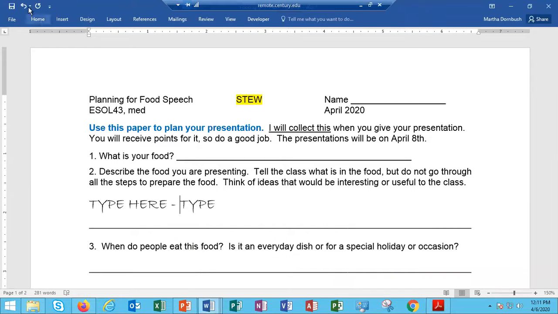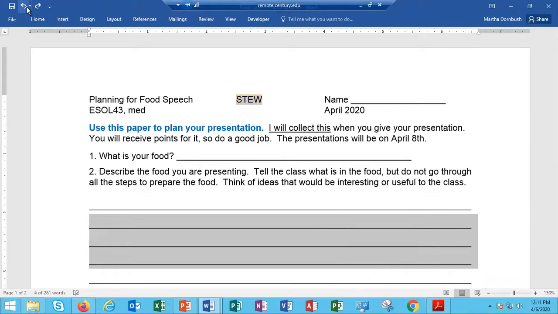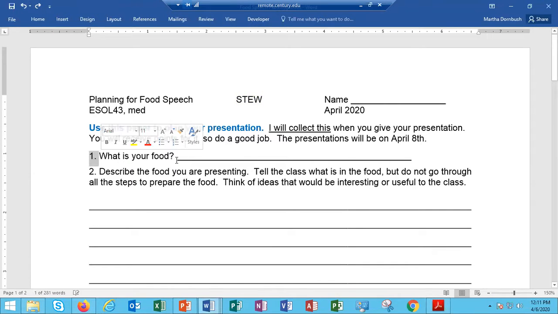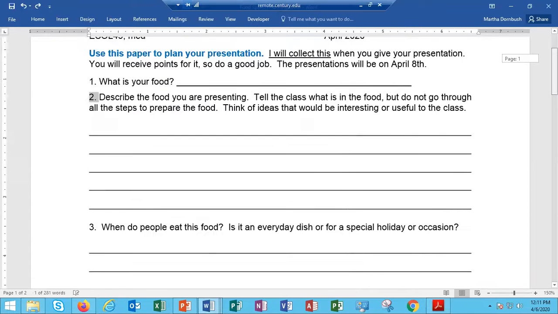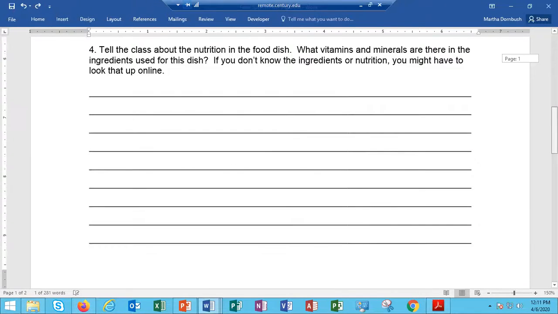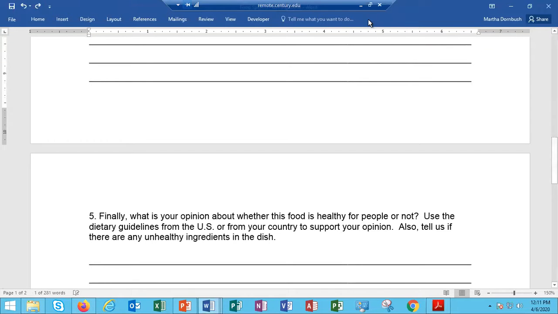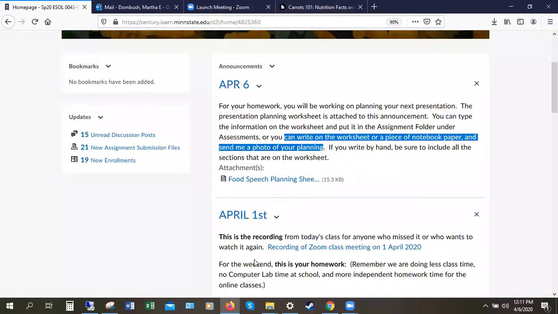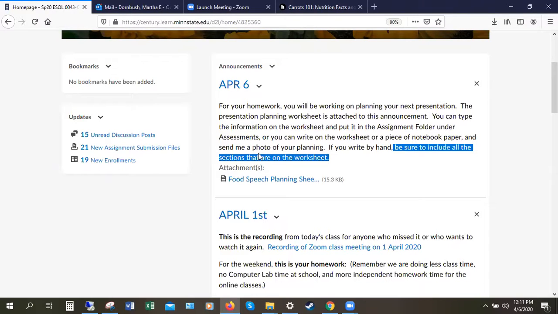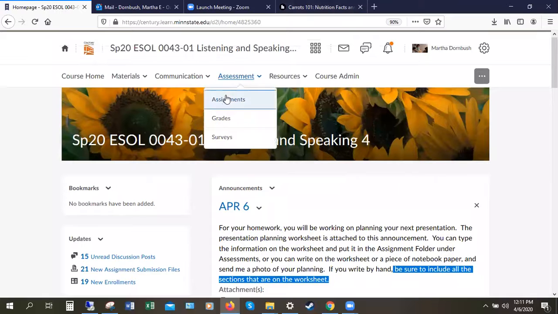Just make sure that you answer all the questions. So put a number 1 on your notebook paper and put down what the food is. Put down number 2 and describe the food. So you can write it on just regular notebook paper. You don't even need this worksheet. But the worksheet will tell you what all the topics are that you need to have. Then this says make sure you have all the sections. I said send me a photo, but I don't mean send it to me. I still mean upload the photo in the assignment folder.